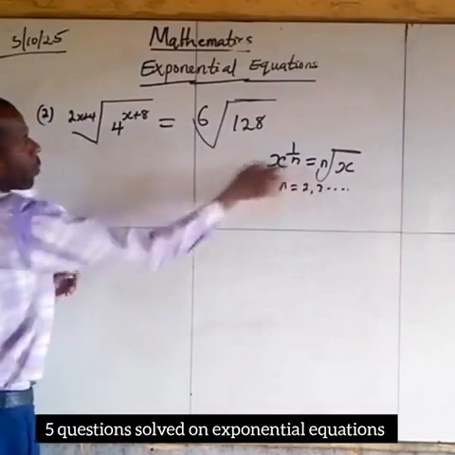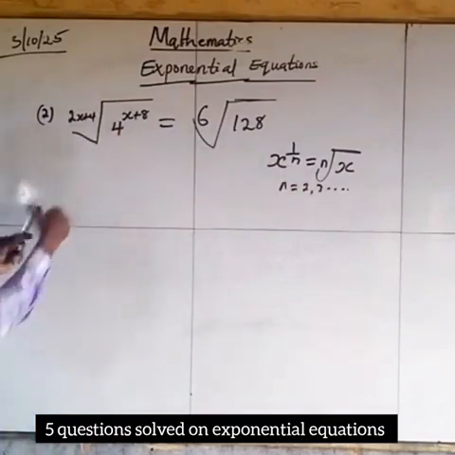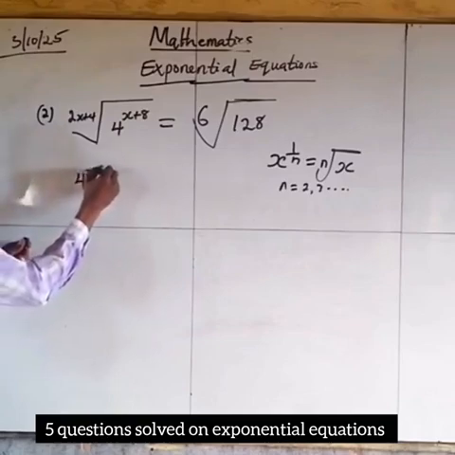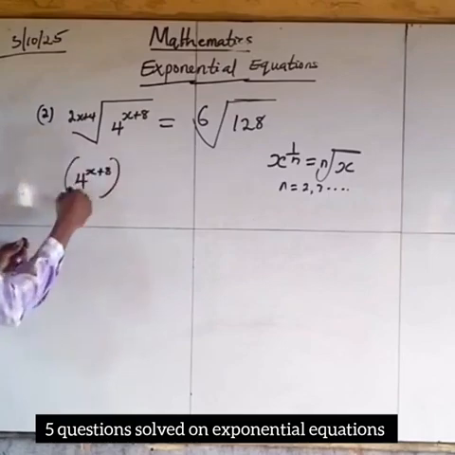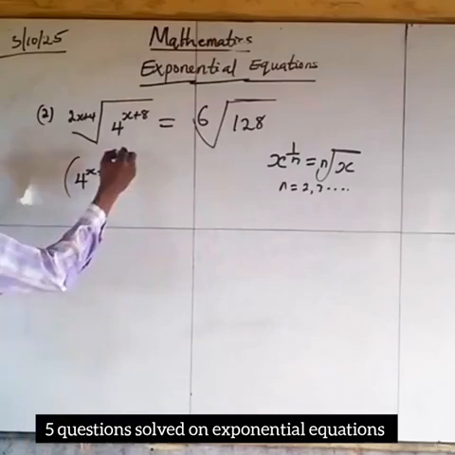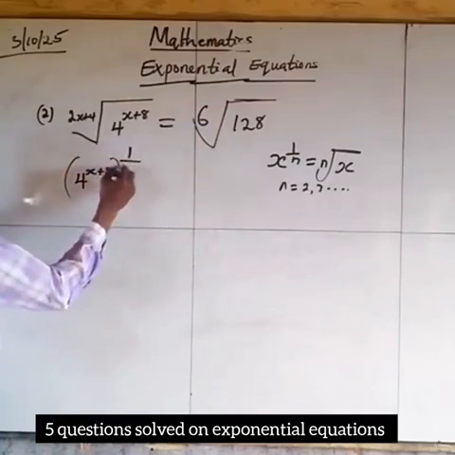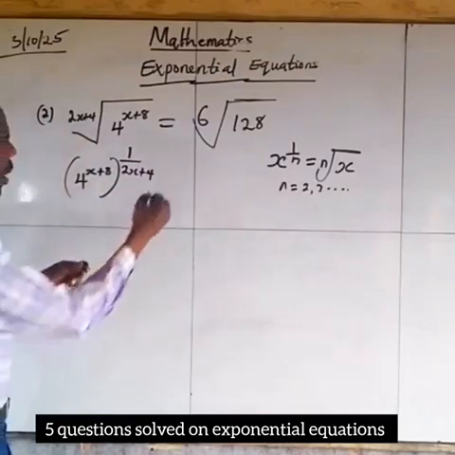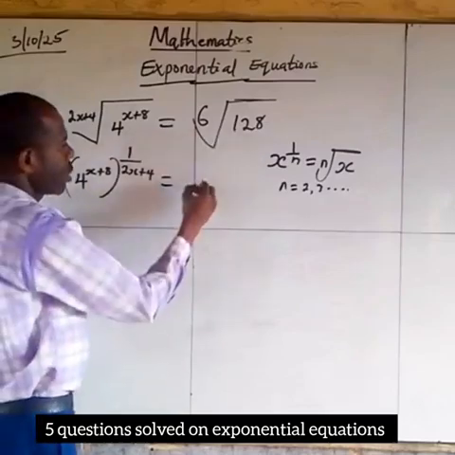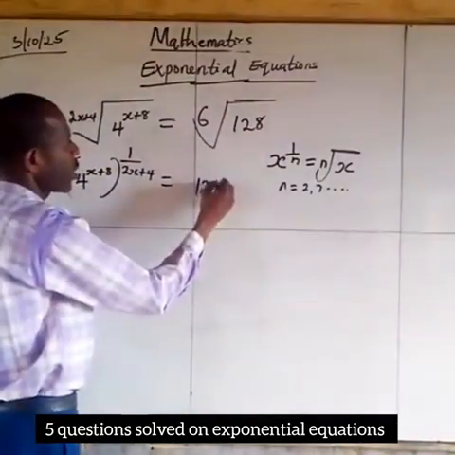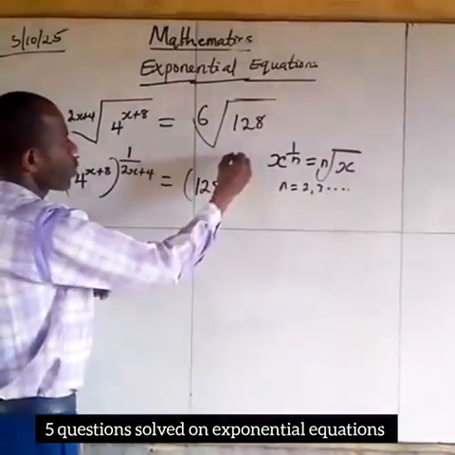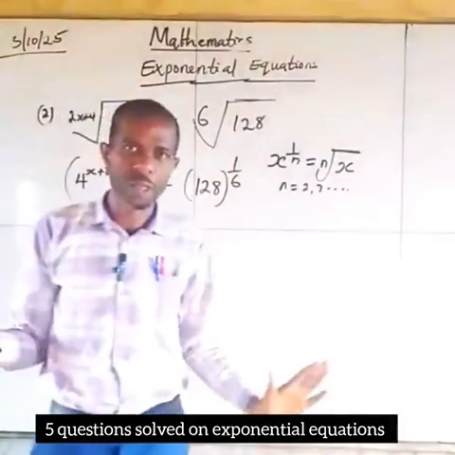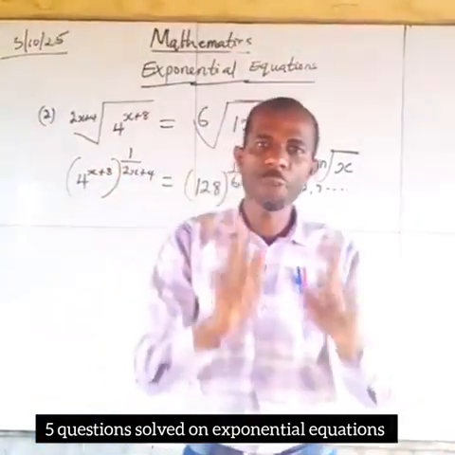So in that case, these are 4 raised to the power x plus 8. Let us express it like this: it will become 1 over 2x plus 4 as the exponent. Now let us move to the right hand side. The same thing. It means 128, then we have the 6th root, that is the 6th root of 128. Now let us take it step by step.